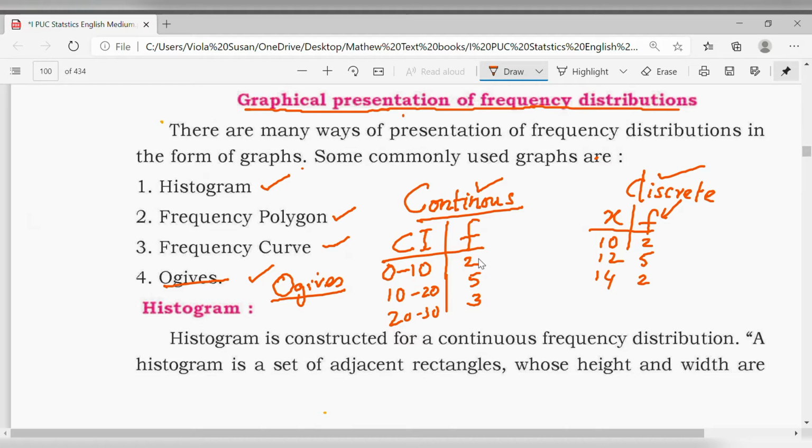So how many types of graphs do we have to study? Number one, histogram. Number two, frequency polygon. Number three, frequency curve. Number four, ogives. Right. So now let's go for the histogram. Let's start with the first one. What is the first one?